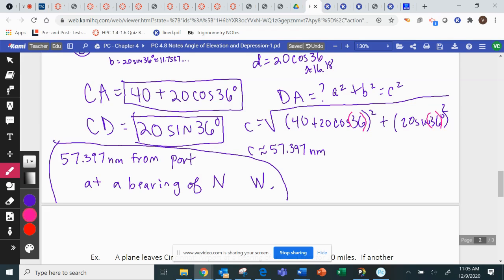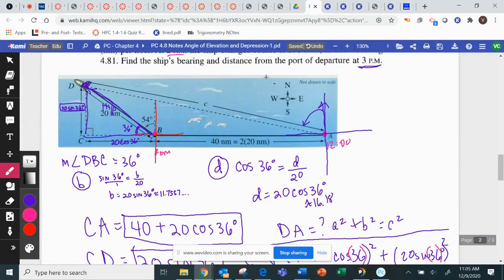The last thing that we have to do for this question is find the bearing, which we already decided was northwest by just looking at the picture. You go up and then you go to the west, so it's northwest. We just have to find this angle out here. If I can find the angle on the inside, the two of them are complementary. They will add up to be 90. So if I can find the angle on the inside, then I can definitely find the angle on the outside.